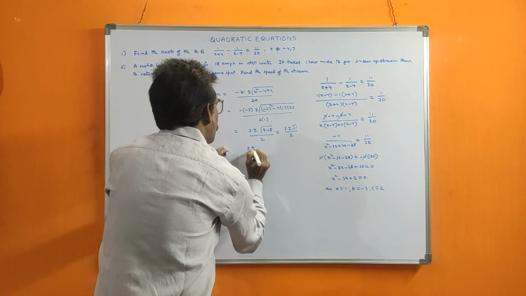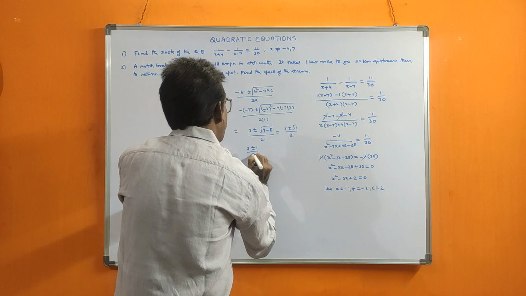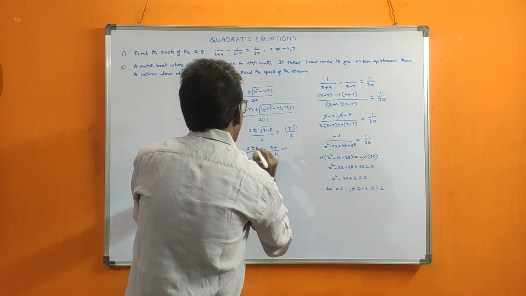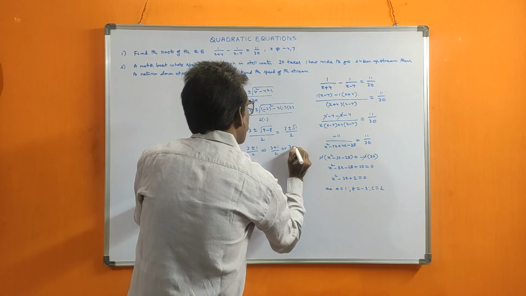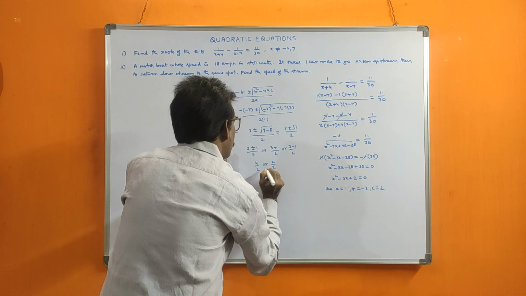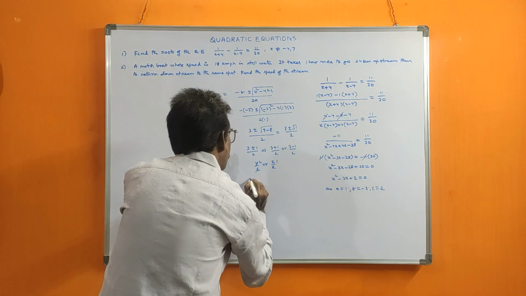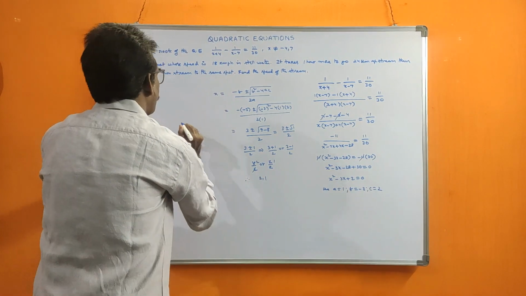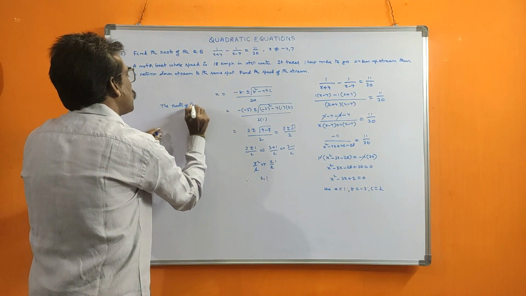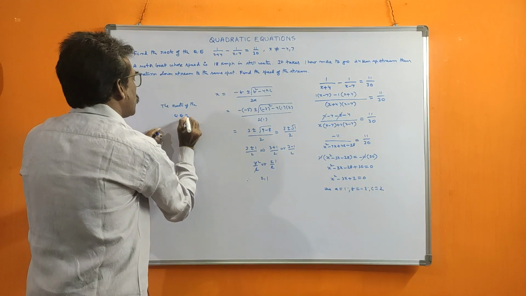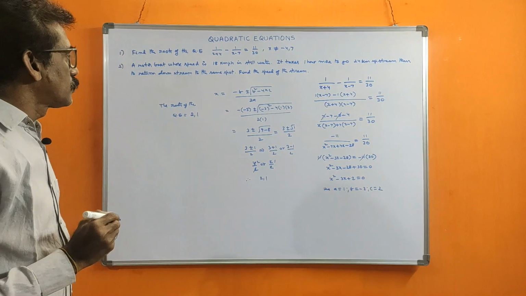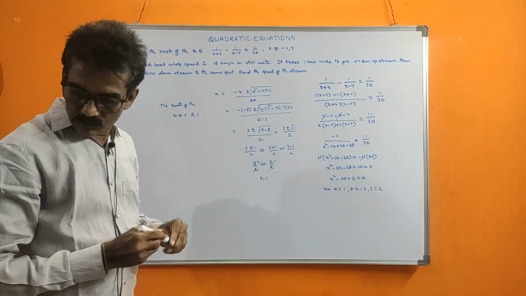So we know the root of 1 is 1, so 3 plus or minus 1 by 2. One time plus, one time minus: 3 plus 1 by 2, or 3 minus 1 by 2. So 4 by 2 or 2 by 2. This is 2, this is 1. Therefore 2 comma 1. The roots of the quadratic equation are 2 comma 1.